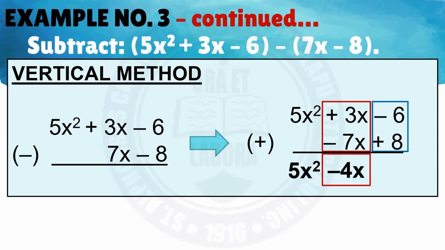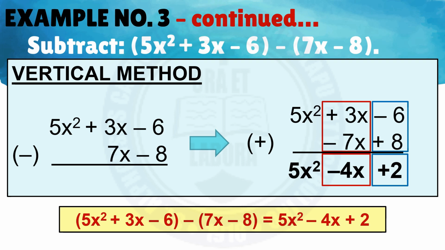So we are going to bring down 5x squared, and then you are going to add 3x and negative 7x, and the result is negative 4x. Add negative 6 and 8, and the result is positive 2. So therefore, the answer for this subtraction process is 5x squared minus 4x plus 2.